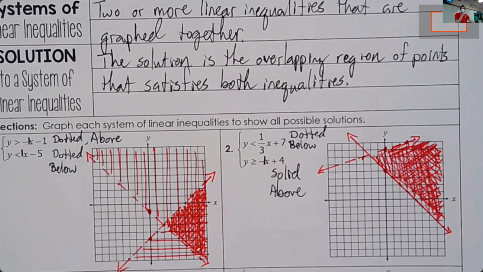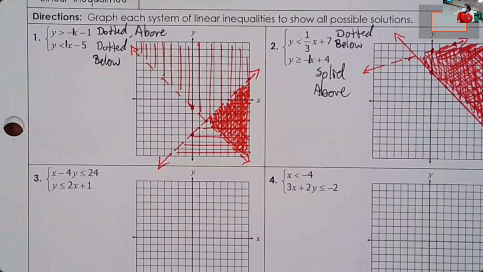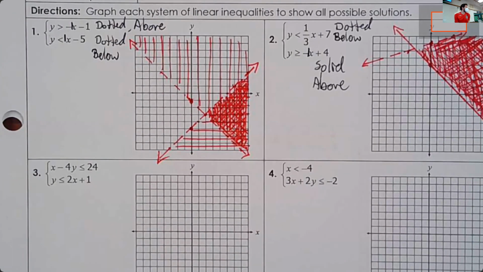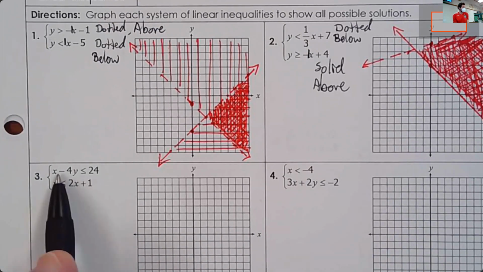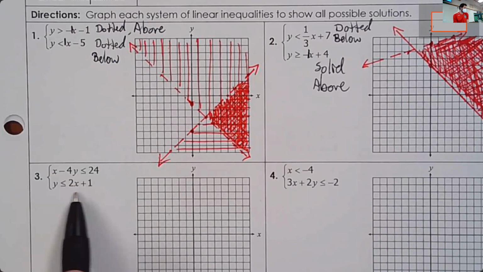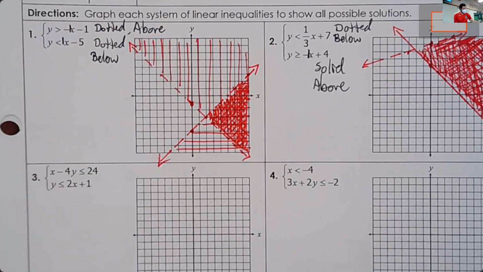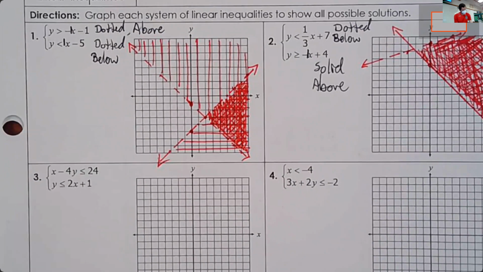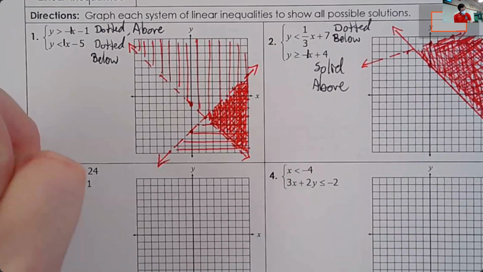So problem number 3. What kind of an issue do we run into on problem number 3? Somebody tell me about that. Yeah, on the first equation, y is not yet by itself. On the second equation, it is, so we're good there. But the first equation needs to be adjusted. So down here, I'm going to write 1x minus 4y is less than or equal to 24.